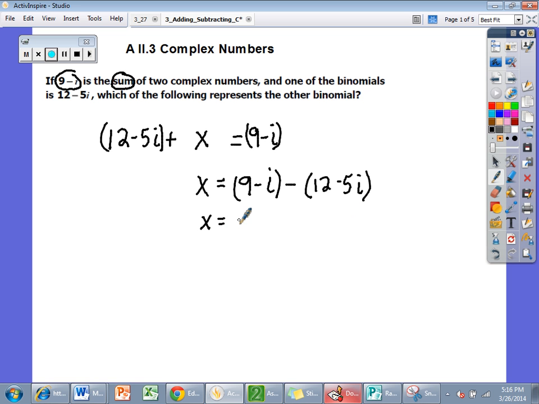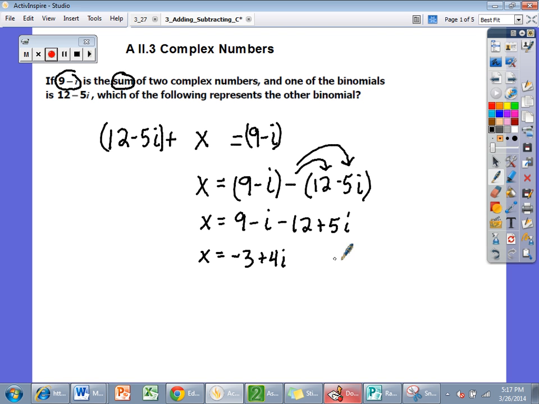So I know that 9 minus i minus 12 plus 5i. It's really important that I'm distributing that minus sign to both of my items inside my parentheses. With my complex numbers, I can do 9 minus 12, which gives me negative 3, and negative i plus 5i gives me 4i. The numbers with the i attached to it go together, it's almost like a variable, and my real numbers go together. So this is my correct answer.